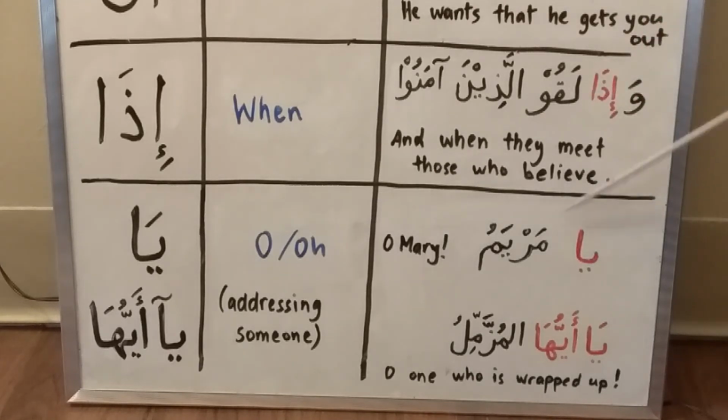Examples, Ya Maryamu, O Mary. Ya ayyuhal muzammil, O one who is wrapped up. And you might be wondering why we have two different words for this. Generally, ya would probably be before a word that doesn't start with al, and ya ayyuha is before a word that does start with al. But in both cases, you just kind of translate them the same, and you understand that you are now referring to somebody.